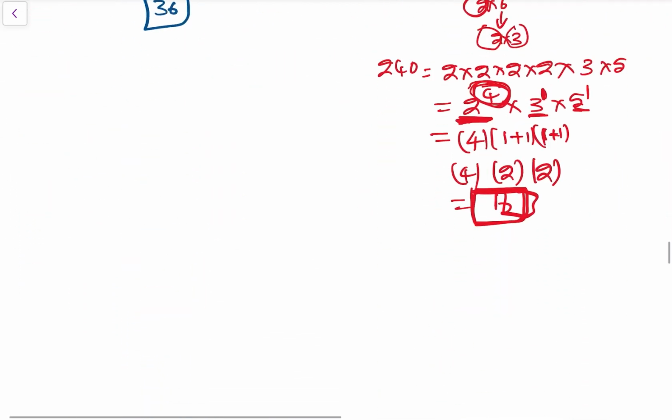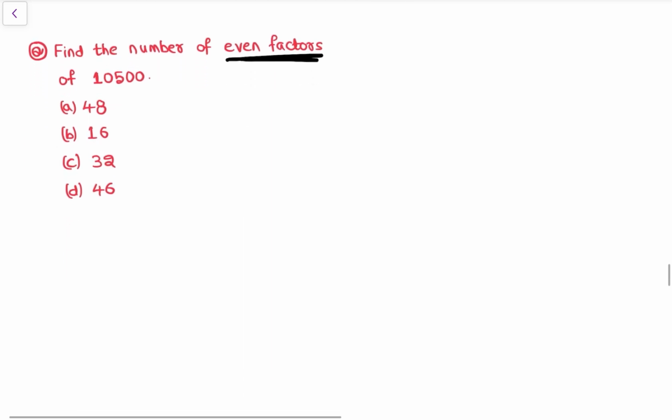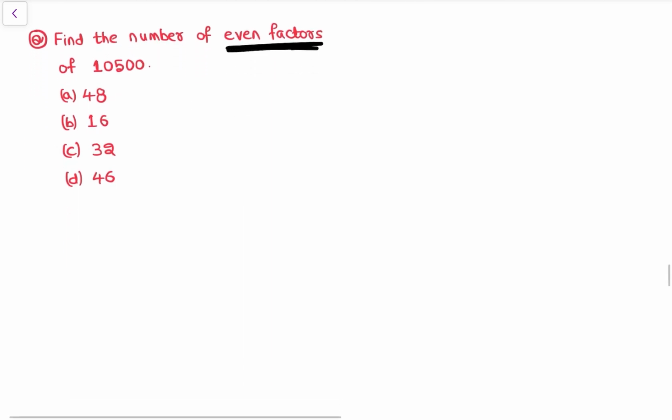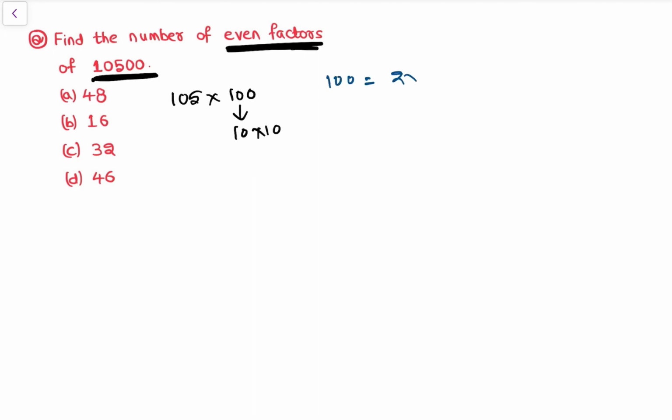Now let's do the question: find the even factors of 10500. That can be written as 105 into 100. 100 can be written as 10 into 10. I am writing everything to make you understand, otherwise I could write it directly. 100 can be written as 2 into 5 squared, that would be 2 to the power 2 into 5 to the power 2, that is 100.